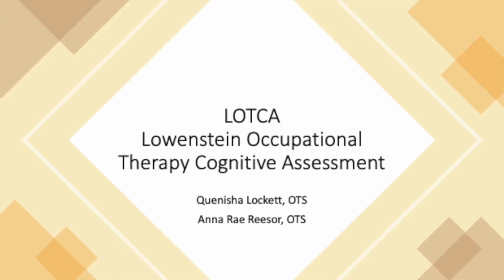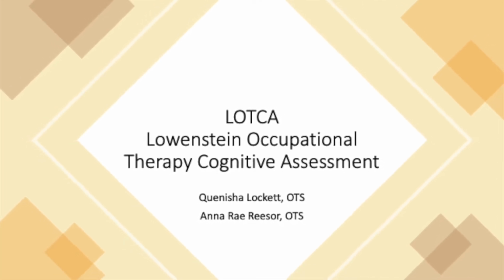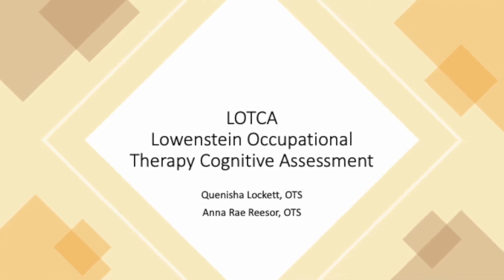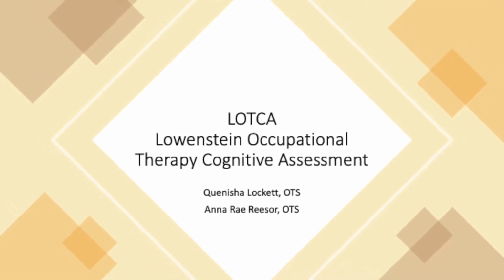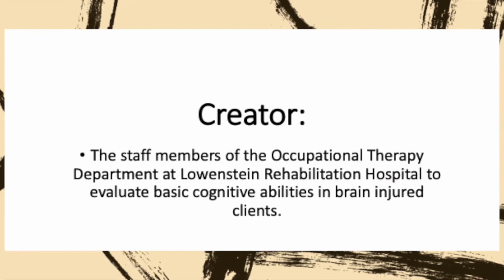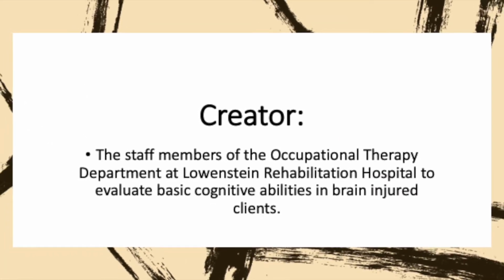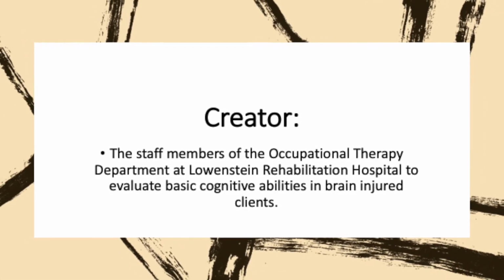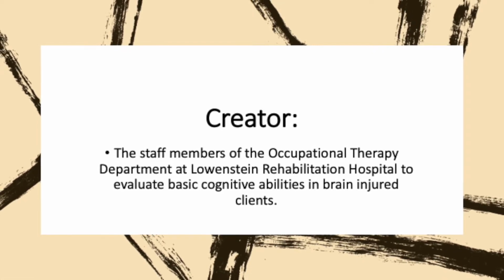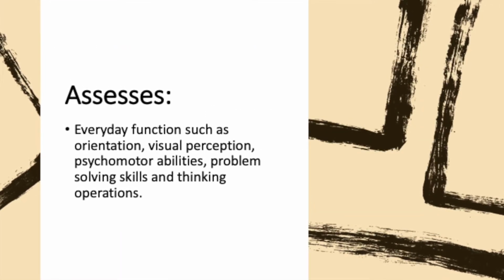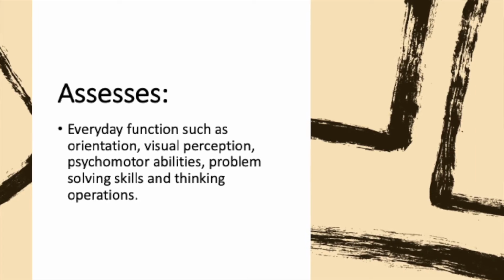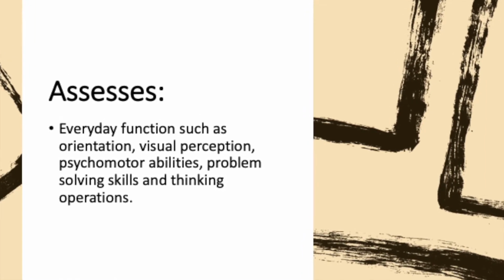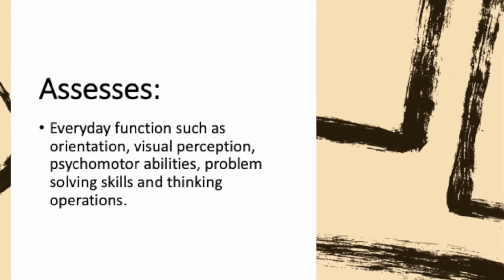Today, we will be doing the Lowenstein Occupational Therapy Cognitive Assessment. But before we begin, we will be going over some background information about the assessment. The assessment was created in 1989. It was developed by the staff members of the Occupational Therapy Department at Lowenstein Rehabilitation Hospital to evaluate basic cognitive abilities in brain-injured clients. It assesses everyday function such as orientation, visual perception, psychomotor abilities, problem-solving skills, and thinking operations.